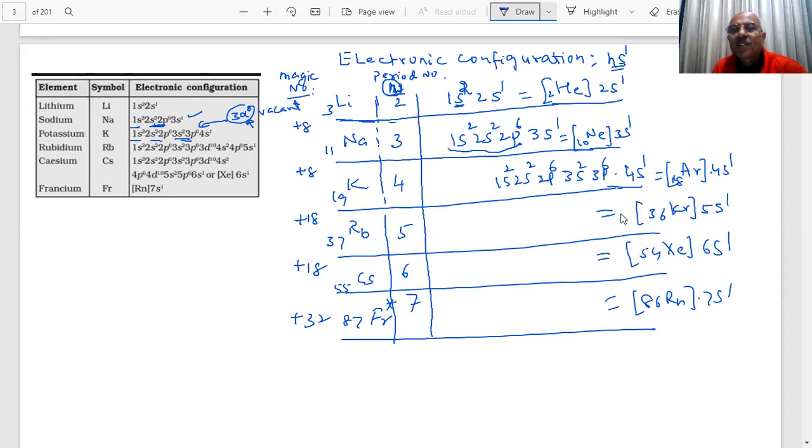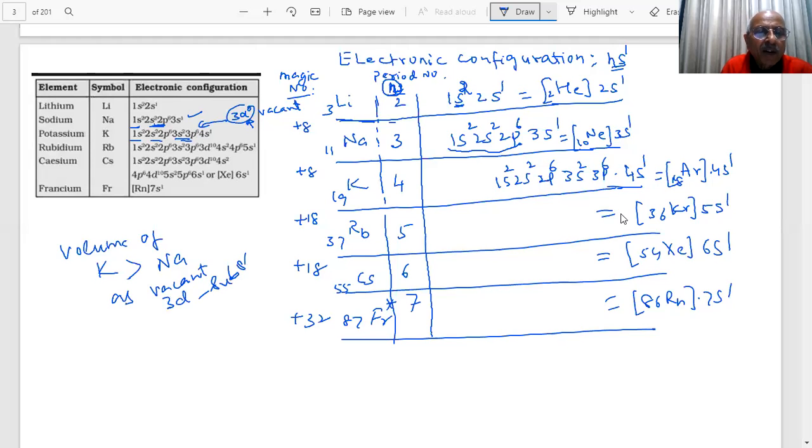So the volume of potassium will be more than the volume of sodium, as there is a vacant 3d subshell in potassium. Therefore, the density of potassium becomes less than sodium. This is an important question that has been asked in papers.